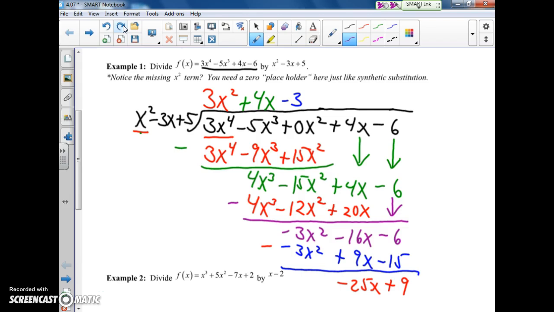So what am I going to do now? Now I've got to write down the remainder. So I'm going to write down negative 25x plus 9, my remainder, over, now what's it going to be over? Not over 1. You guys know this. Just think back to elementary when you did this. It's going to be over the divisor, over what you're dividing by: x squared minus 3x plus 5.